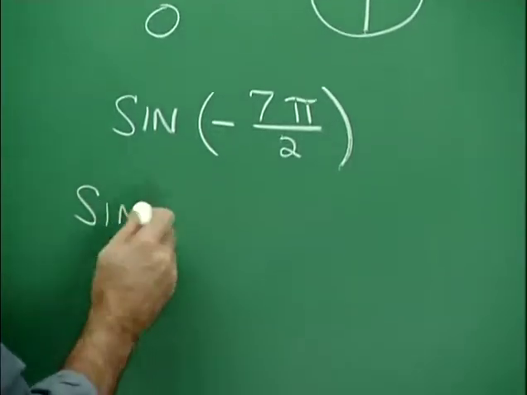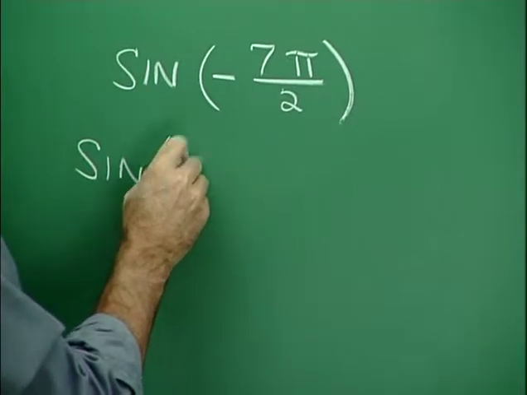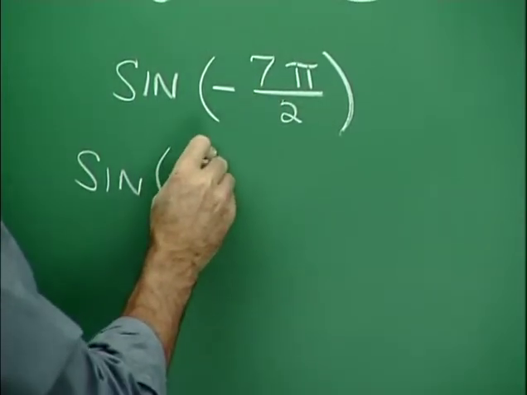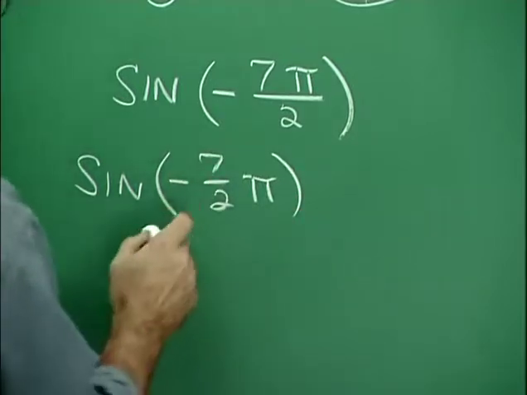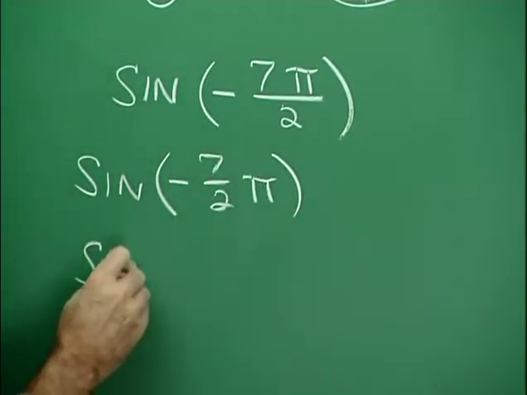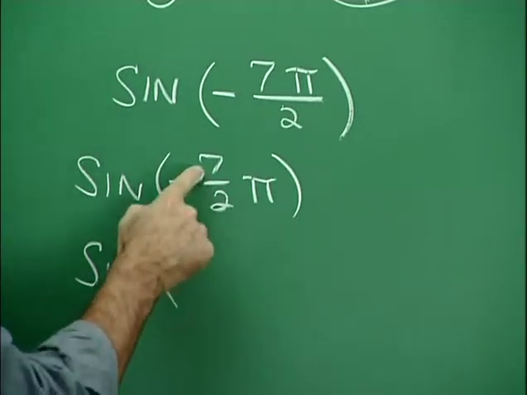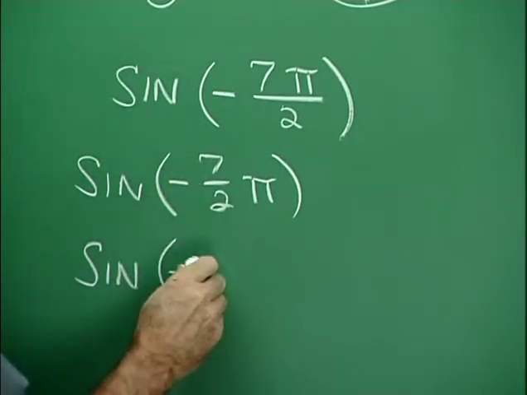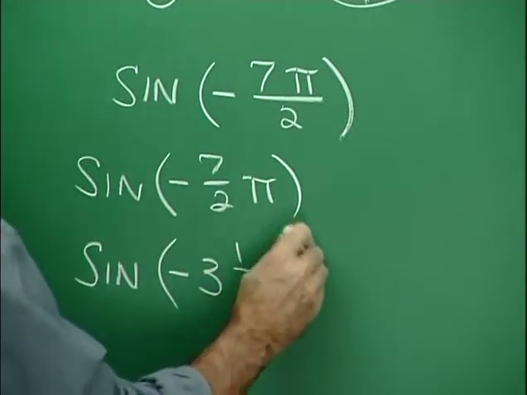In a similar way, let's think about the sine of this other value. I'm going to separate the coefficient from the pi, so it's -7 over 2 pi. That's the way I want to think about it. As a mixed number, I might be able to see things a little bit easier. 7 over 2 is 3 with 1 left over, so this is -3.5 pi.